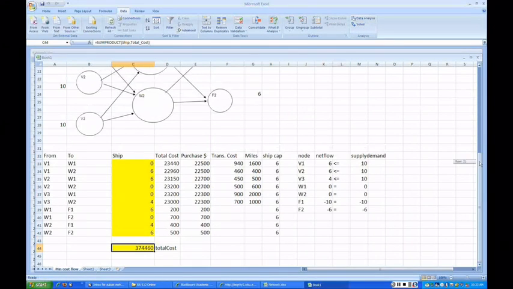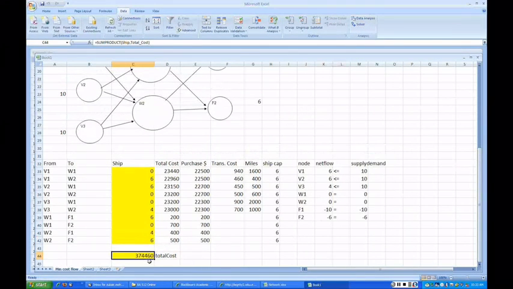Now what does this recommendation say? The total cost of shipping is $374,460. Vendor 1 is not going to supply any shipments to warehouse 1, but will send 6 to warehouse 2. That means out of 10, vendor 1 is going to supply only 6. Vendor 2 is going to supply 6 to warehouse 1 and nothing to warehouse 2. All 6 will go to warehouse 1. Vendor 3 is going to supply 4 units to warehouse 2. In other words, warehouse 1 will receive 6 units and warehouse 2 will receive 10 units.